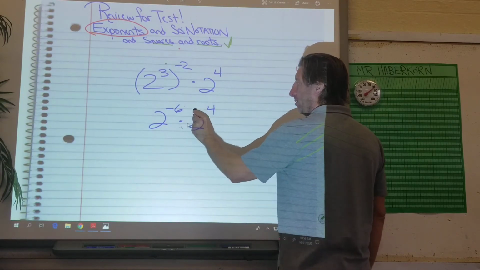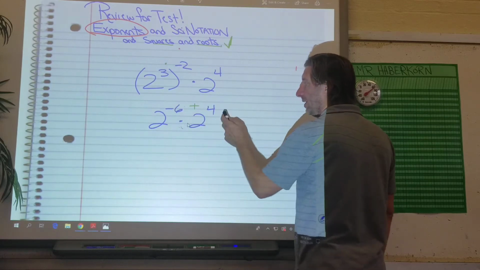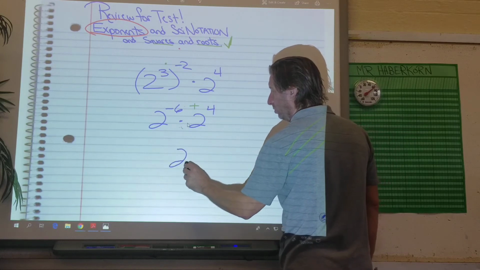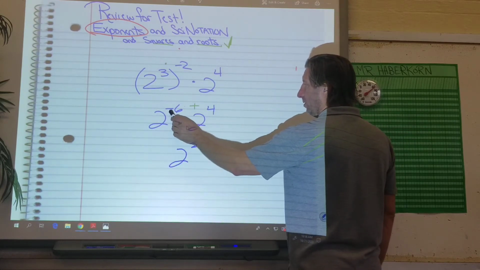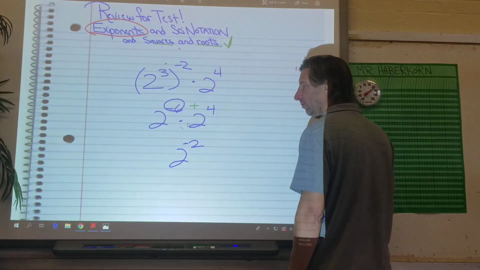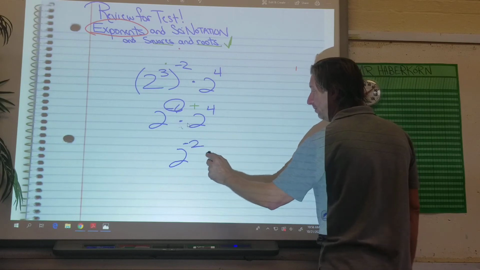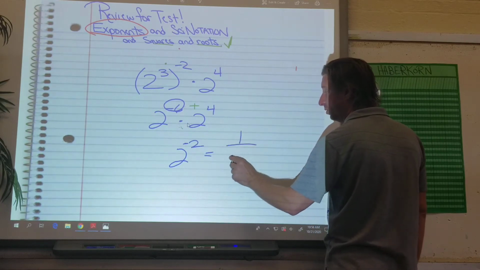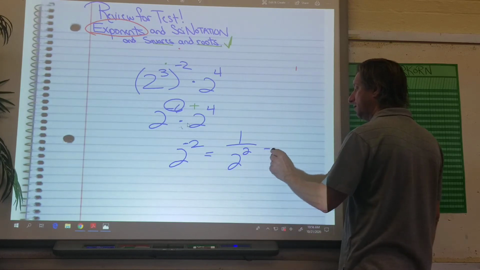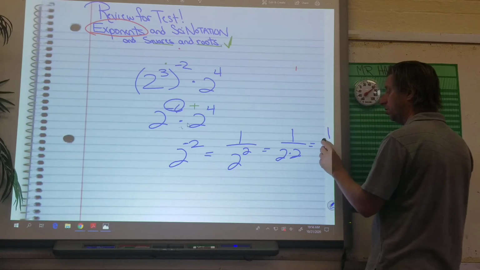Then I want to add these, right? Negative 6 plus 4. Different signs you subtract. 6 minus 4 is 2. So I have 2 to the 2. Then I say this one's stronger, so I'm going to make it negative. Am I done yet? No. Got to get rid of the negative. So it's 1 over 2 to the 2. And then we know 2 to the 2 just means 2 times 2, which is 1 over 4, right?